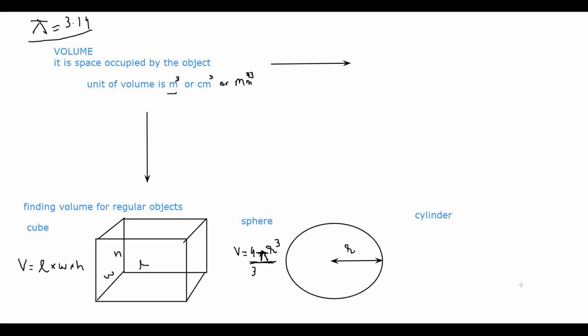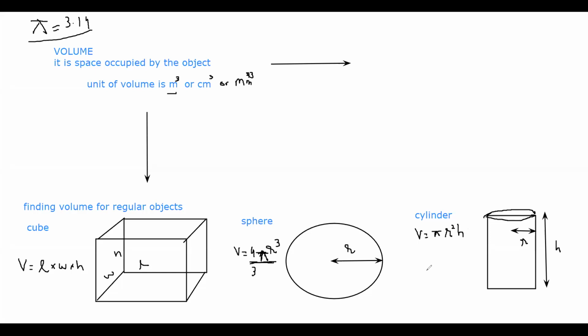And if you have a cylinder and you want to find its volume, then the formula for a cylinder is pi r square multiplied by h. So these are the three formulas which you have to learn to find the volume of regular objects.